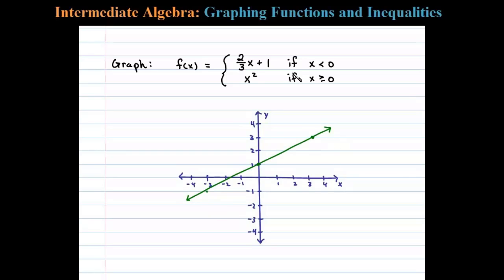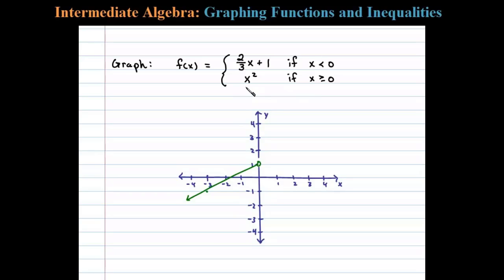Now this function is only defined for x values that are less than 0. So what we'll do is erase the portion of the graph for which it's not defined. In fact, we're going to use an open dot here when x is equal to 0 because of the strict inequality.